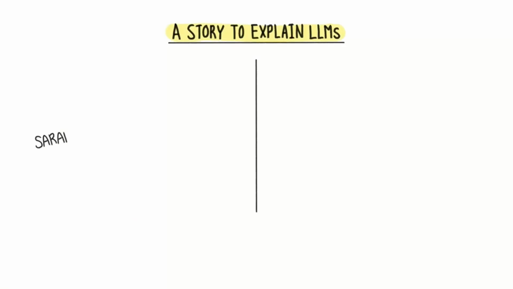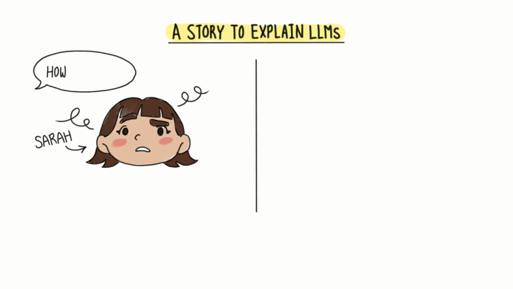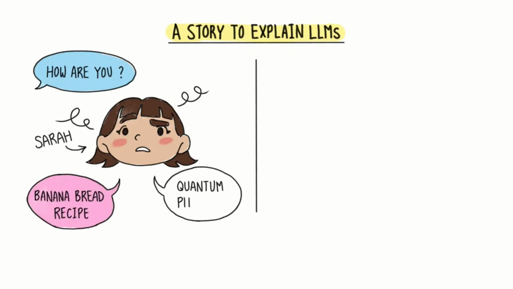Picture a real-life scenario like this. Sarah is a new student who moved from another country. She's trying to learn English by reading and listening to as many conversations, books, and videos as possible. Initially, Sarah struggles. When someone asks, "How are you?" she might respond with random phrases she's heard before, like banana bread recipe or quantum physics, because she has no context of the language.